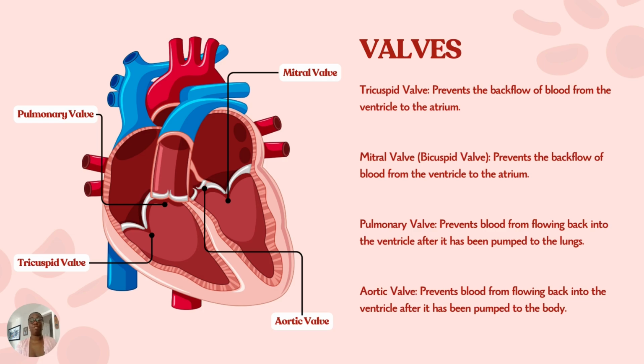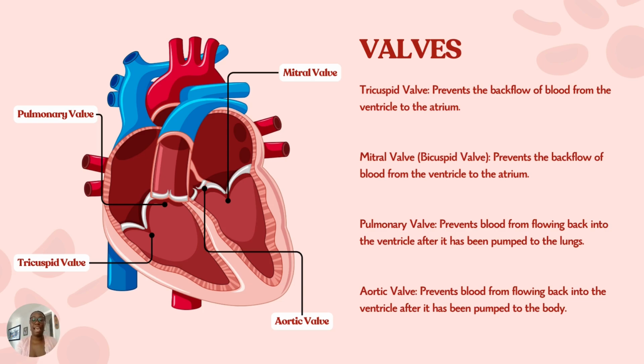The mitral valve, which is also called the bicuspid valve, so if you see that, don't get confused. They're the same thing. But the mitral valve is what separates the left atrium from the left ventricle. And the mitral valve prevents the backflow of blood from the left ventricle to the left atrium. Now, the pulmonary valve separates the right ventricle from the pulmonary artery, and its purpose is to prevent blood from backflowing from the lungs to the left ventricle.